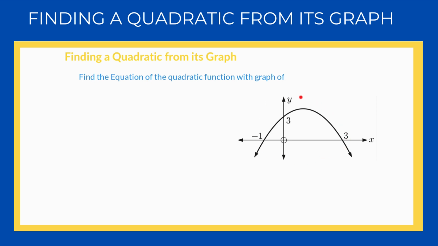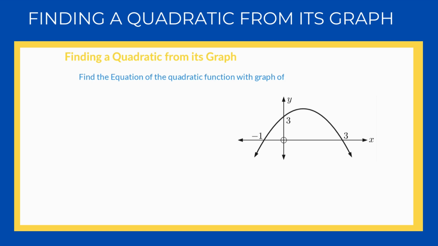So we are given a quadratic graph that cuts the x-axis at x equals -1 and x equals 3, and it also cuts the y-axis at y equals 3. So we are asked to find the equation of the quadratic function with the graph of the following.